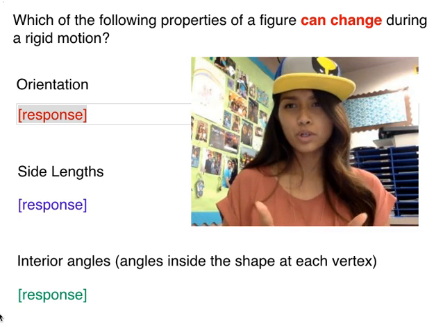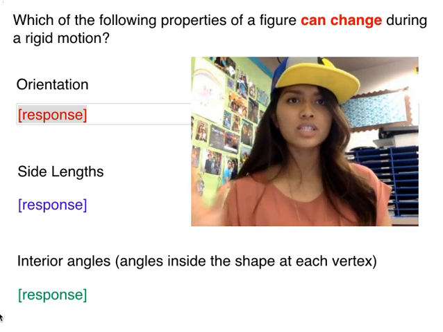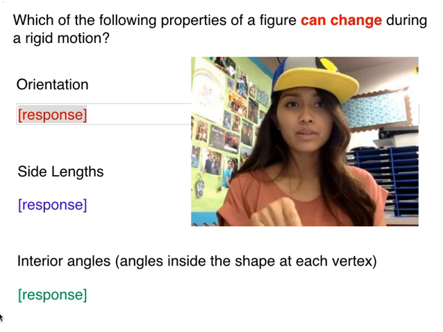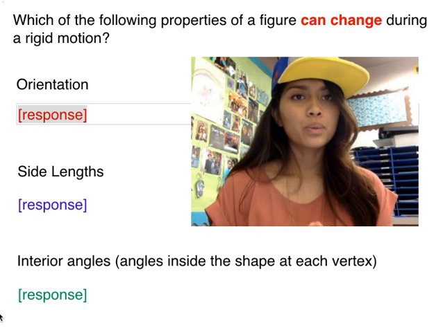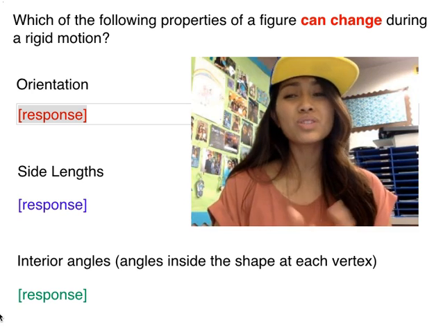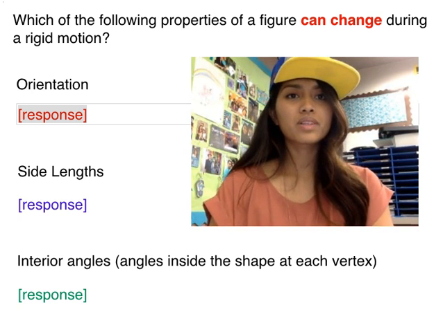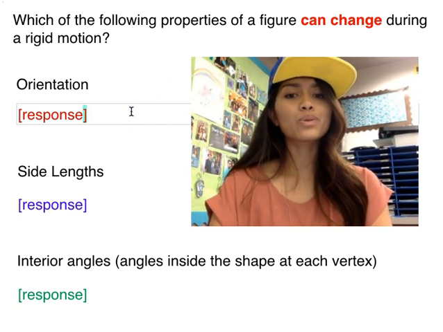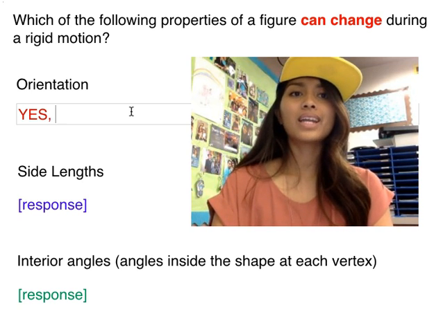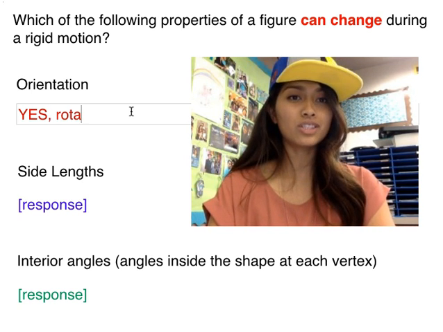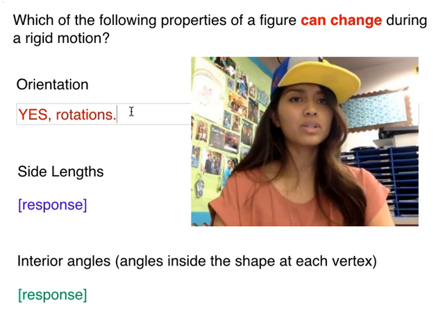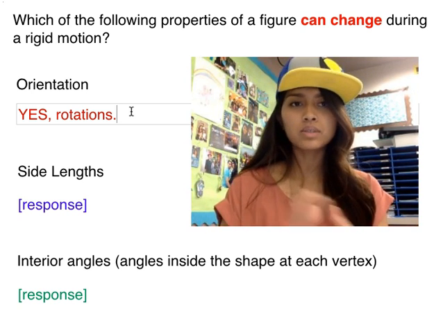Done. Now for a quick recap, it says which of the following properties of a figure can change during a rigid motion? Real quick, what is rigid motion? It is translation, reflection, and rotation. So will orientation ever change? The answer is yes, it will. When? With rotation. So yes. Now I'm going to say when it comes to rotations. Okay, I'm just going to put that real quick. You obviously hear what I'm saying.